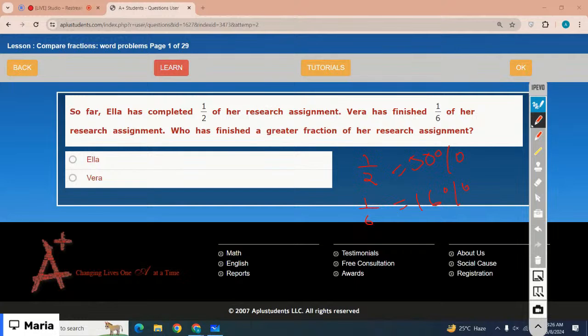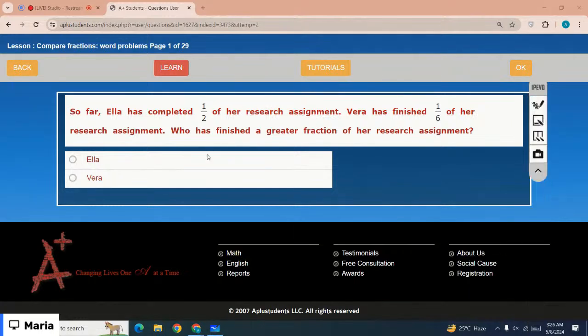The correct option is 50% is greater, right? That means Ella has completed more of her research assignment than Mira. The correct option is Ella because Ella has done 50% and Mira has done just 16%. So the correct option is Ella.